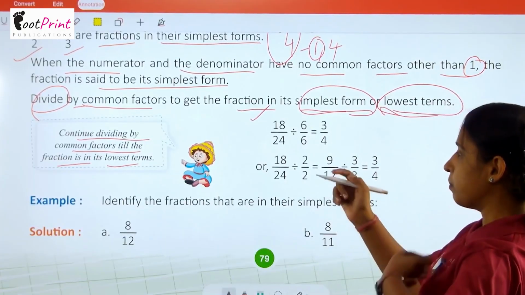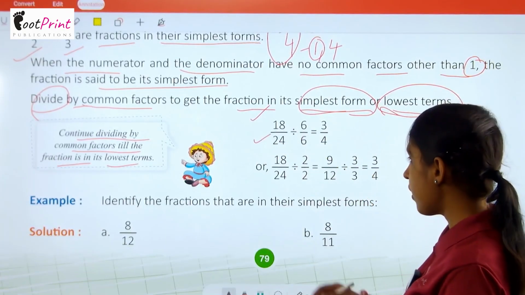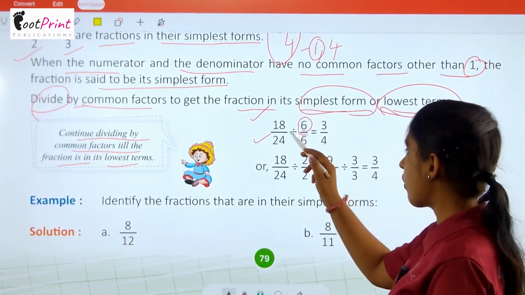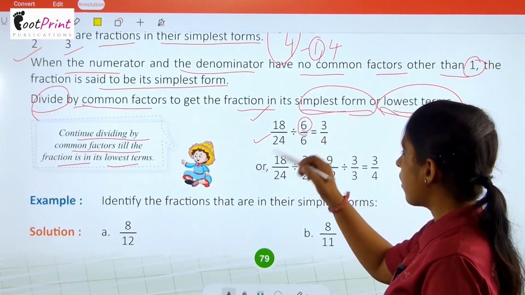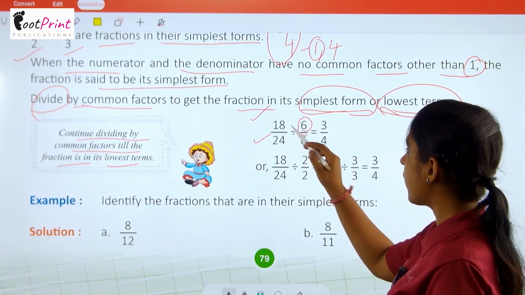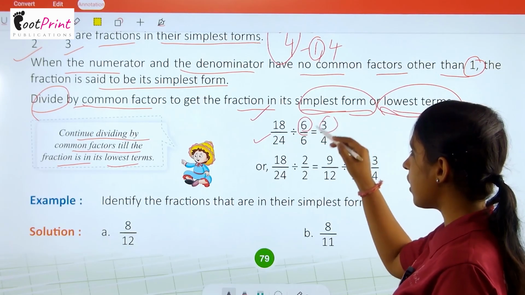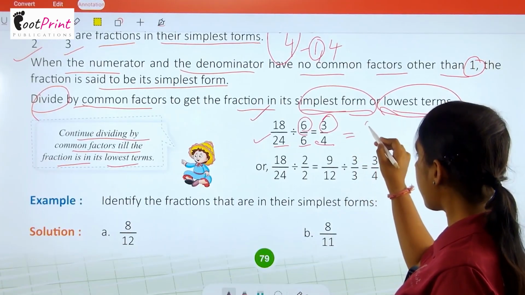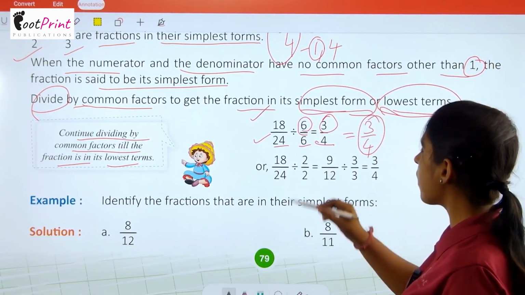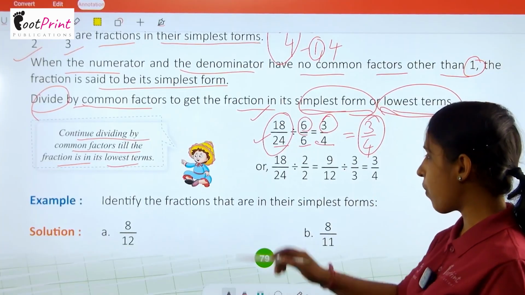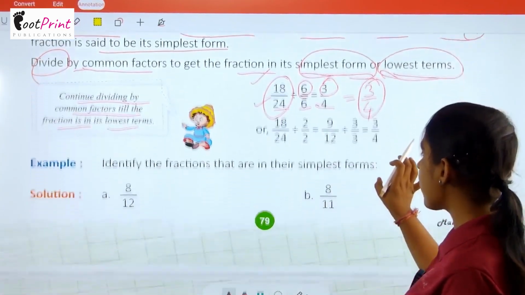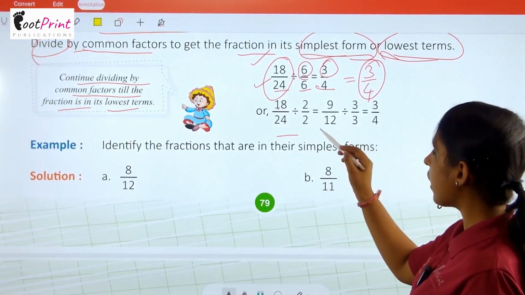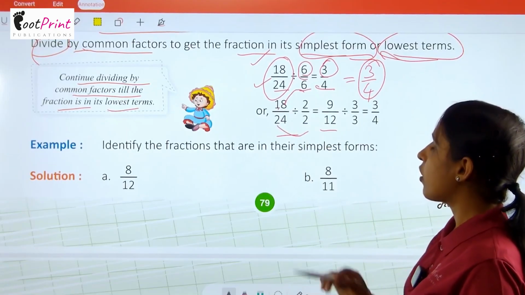For example, 18 by 24 is given and we know that 6 is the factor of both the numbers. So we will divide it by 6. 18 को 6 से डिवाइड करेंगे तो 3 sixes are 18 and 24 को 6 से डिवाइड करेंगे तो 6 fours are 24 and we will get 3 by 4, and 3 by 4 is the lowest term or simplest form of 18 by 24. Or we can do like that. 18 by 24 को अगर हम 2 से डिवाइड करते हैं so what will we get? 9 by 12. 2 nines are 18, 12 twos are 24.